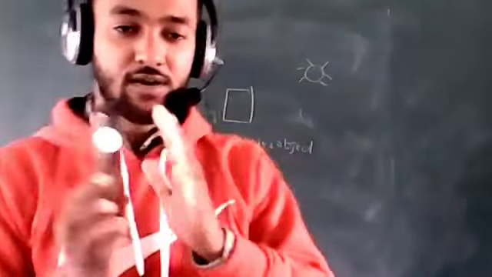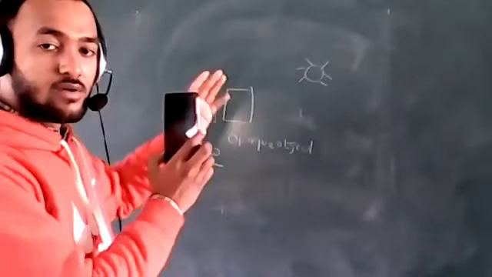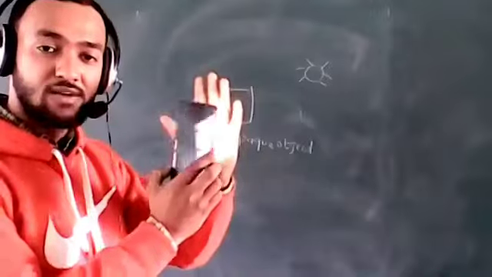Suppose this is a light source, and the shadow formation is here. You can see the shadow of my hand on the board. If I take my hand near the light source, what happens?